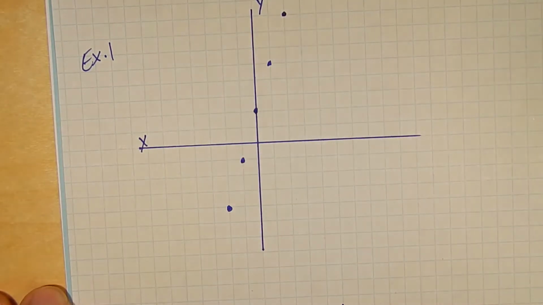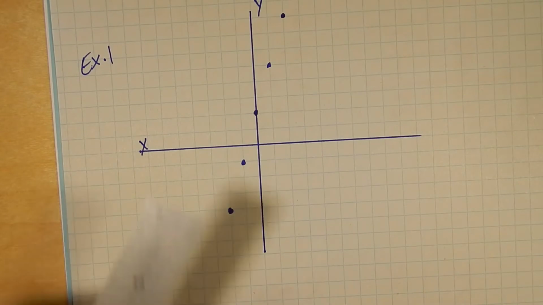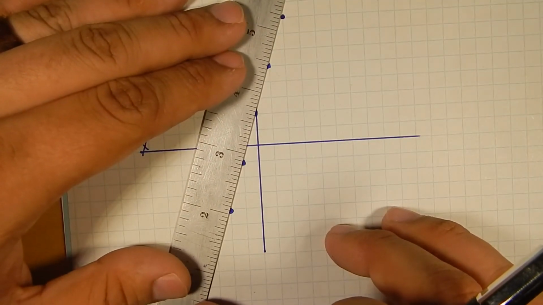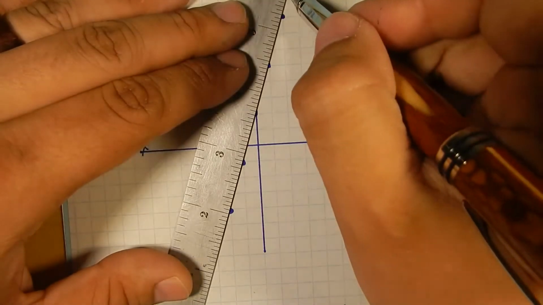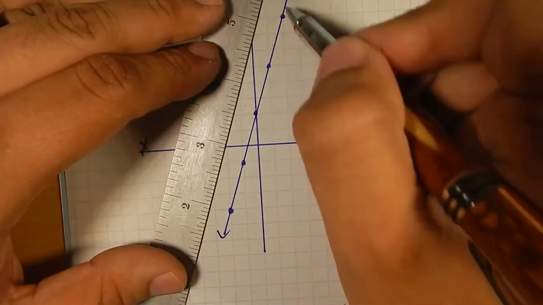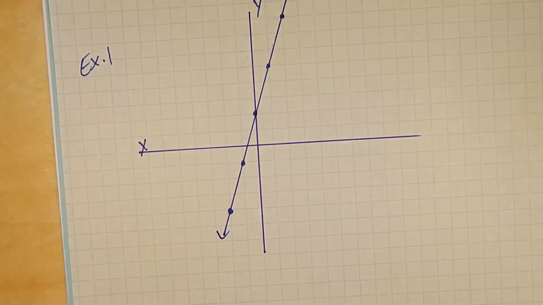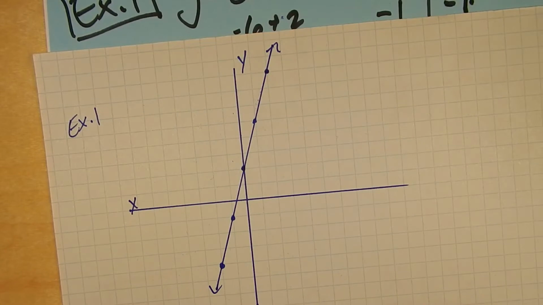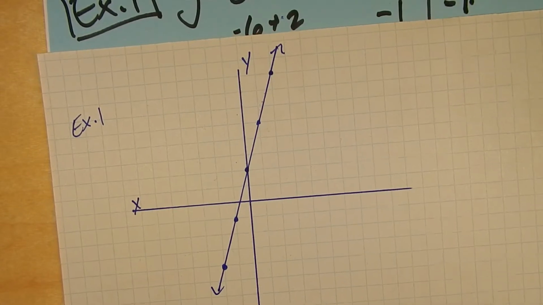Just like that. And what we should get is a line, because this is a linear equation, and all of those points can be connected. So that is our graph for the equation. We've got a few more examples here that we're going to go through just to get the hang of things.